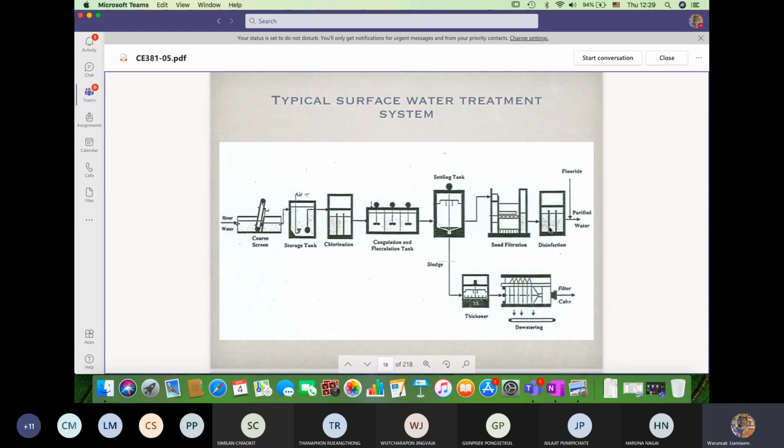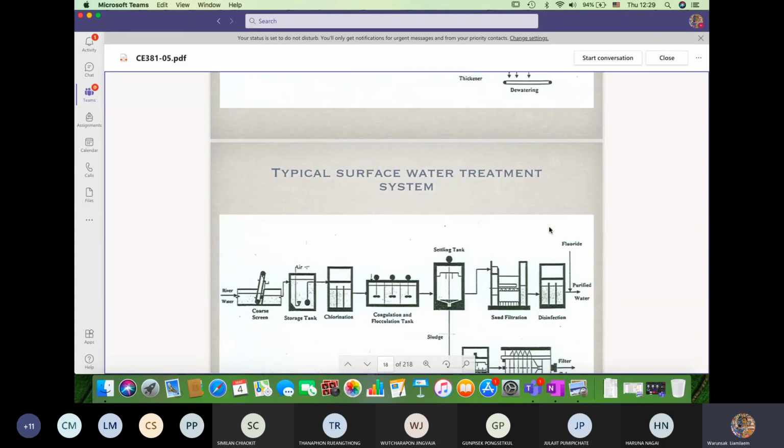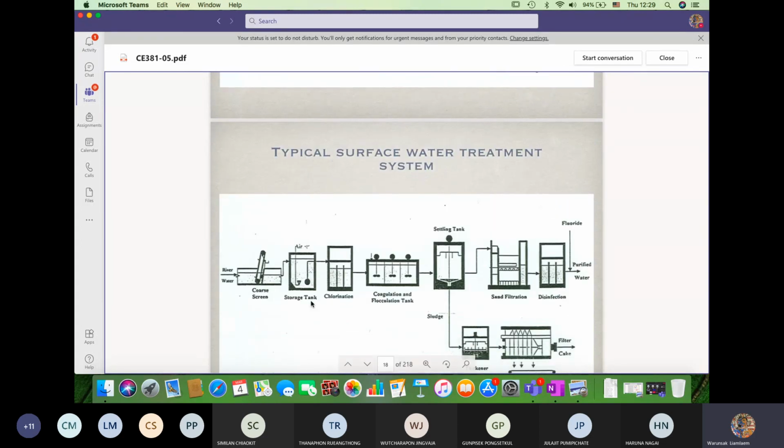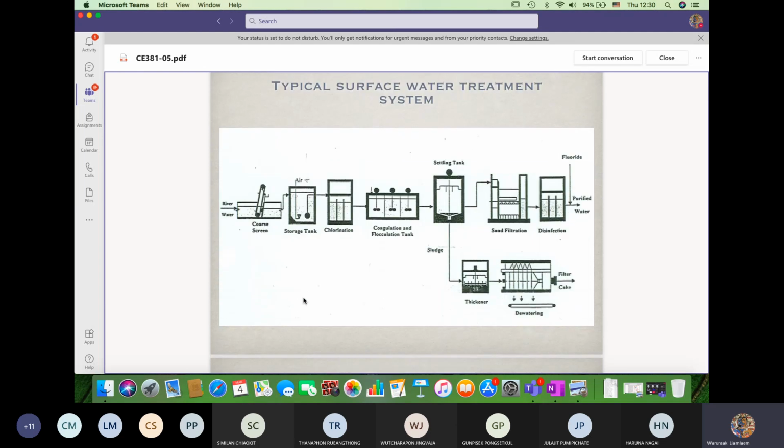The surface water system is the same as the previous figures, but with just one unit operation added: here are the storage tanks. Why do we need storage tanks? We already discussed this last week. We need the storage tank to regulate the flows, and sometimes we need this tank to control the raw water quality.